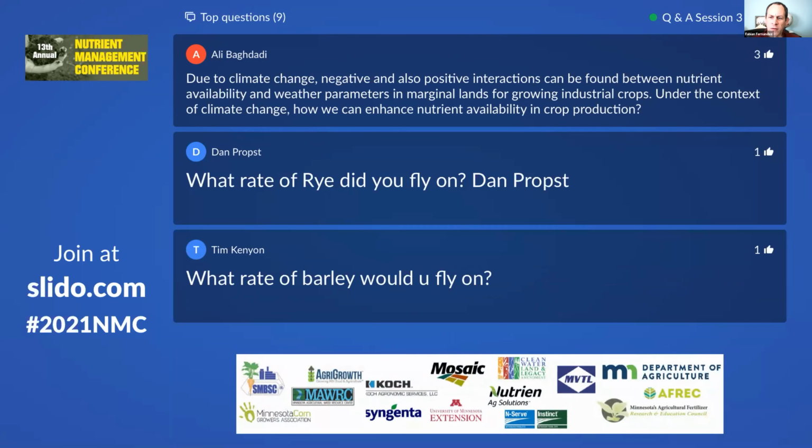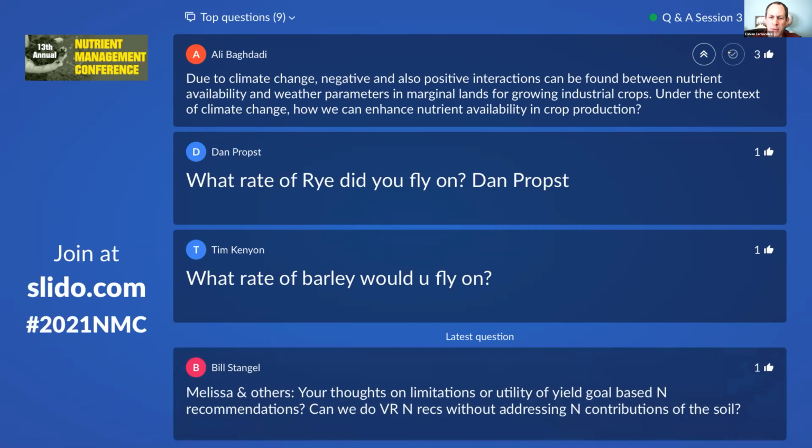This one touches on climate and weather, but I think it's more of a nutrient management question. Due to climate change, negative and also positive interactions can be found between nutrient availability and weather parameters in marginal lands for growing industrial crops. Under the context of climate change, how can we enhance nutrient availability in crop production?